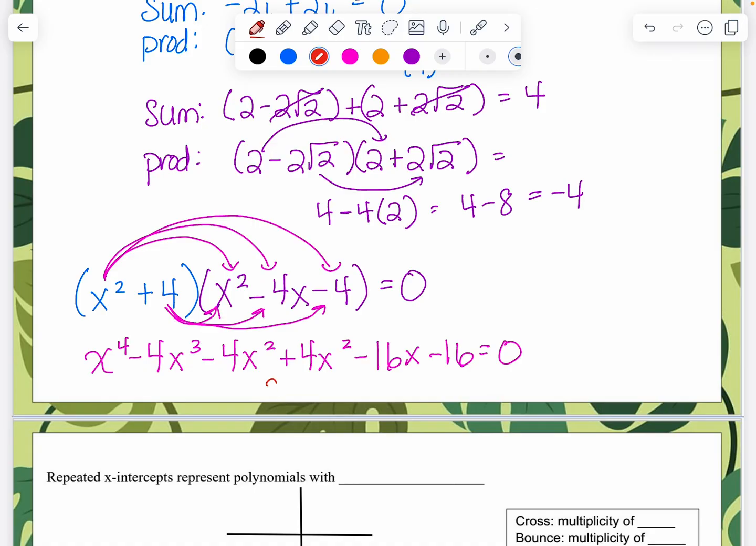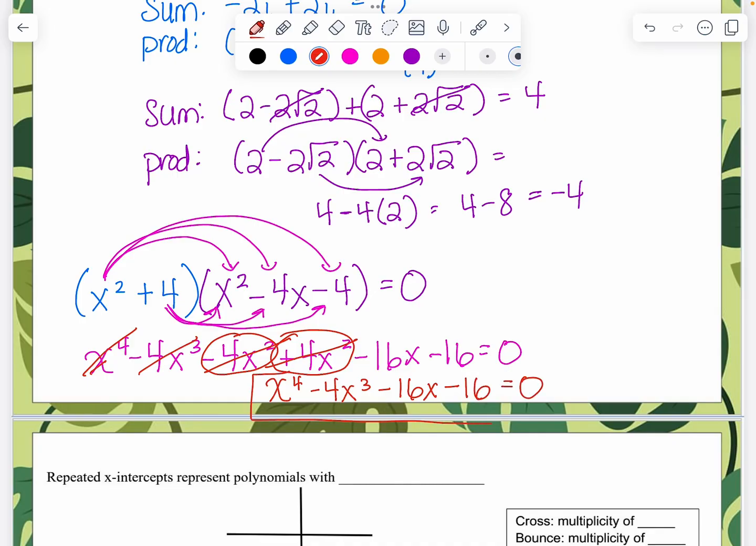So we're going to say x squared. I'm sorry, just kidding. X to the fourth power minus 4x cubed. There's no other cubes to combine with. This negative 4x squared and this positive 4x squared make 0. So minus 16x minus 16 equals 0. And that is our final polynomial.